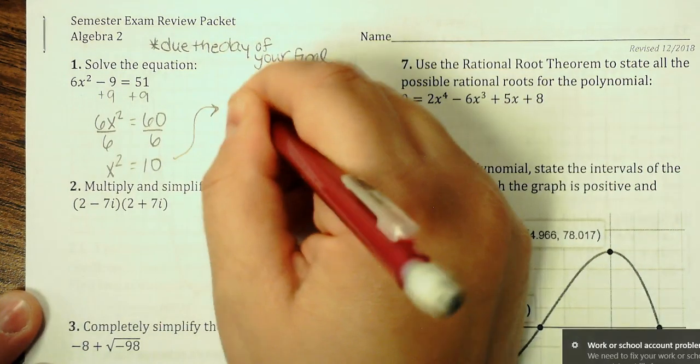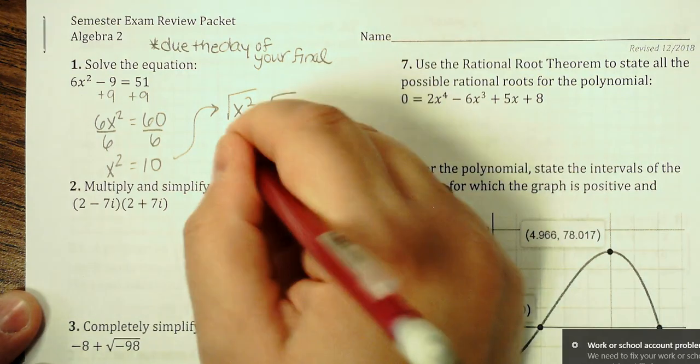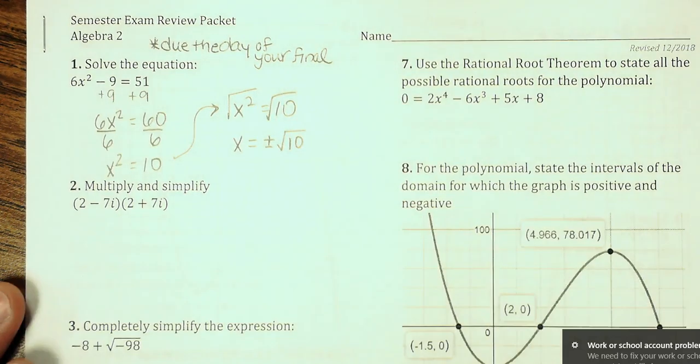And now to solve this, we've got to remember when we introduce a square root into a problem, we automatically should put the plus and minus in front of that. If we could break down the radical, we would, but nothing is going to go into 10 that's a perfect square.